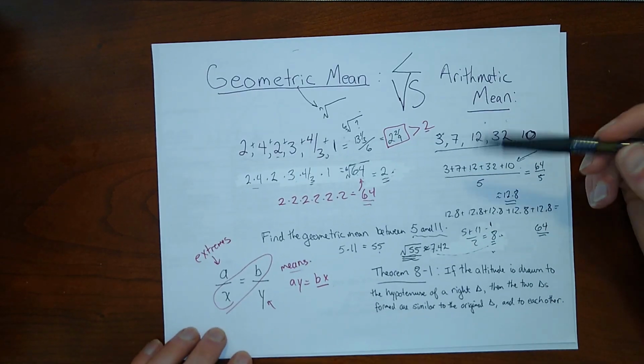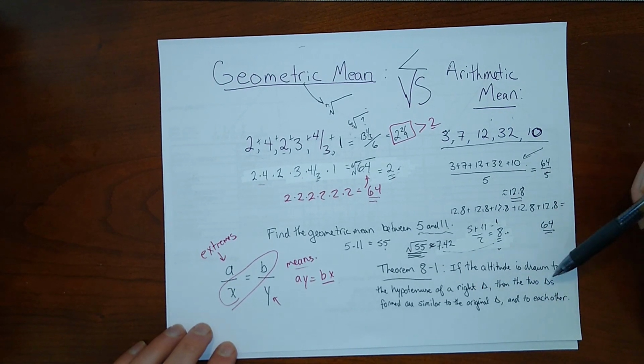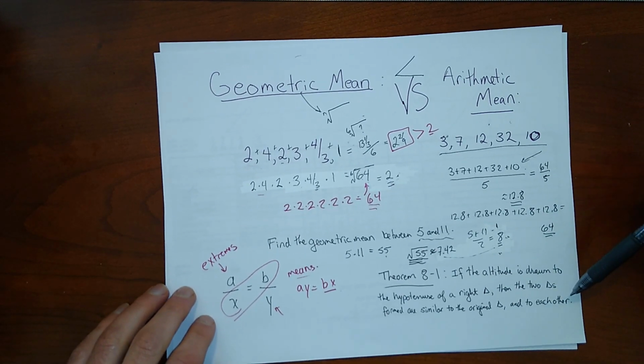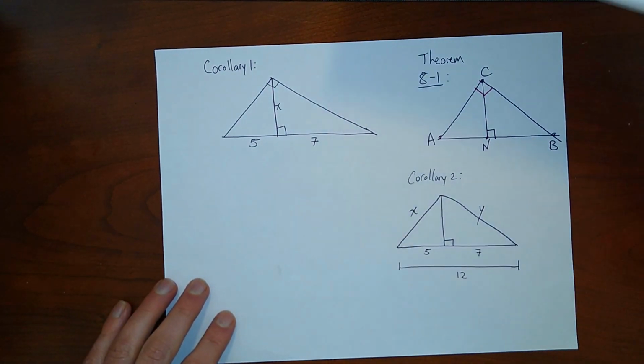theorem 8.1. If the altitude is drawn to the hypotenuse of a right triangle, then the two triangles formed are similar to the original triangle and to each other. That's a lot of words. Let's see what it means visually.